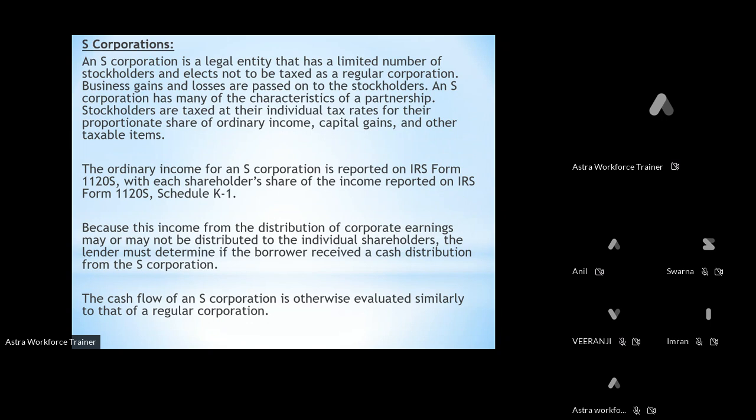Okay, this is S corporation income, wherein it's a legal entity having a limited number of stakeholders, number of shareholders. Here we need to check the borrower's personal tax returns as well as the business tax returns, along with the Schedule K-1. In this K-1, we'll have the borrower's ownership details, what the contribution and capital from the borrower is, and how the profit is shared with the borrower. It will be reflected over there. I'll show you the documentation.